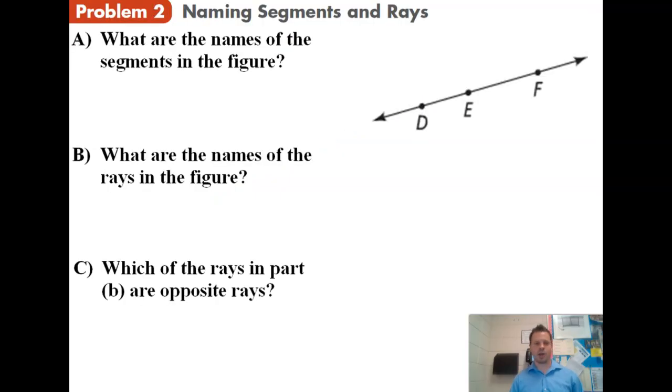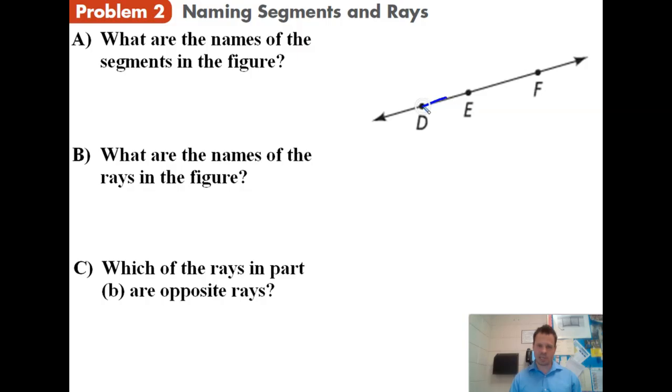Let's go ahead and go through problem 2, naming segments and rays. Our geometric figure this time is an infinite line with some different points on it. And part A says name the segments in the figure. What are the names of the segments in the figure? And I'm seeing 3 of them.